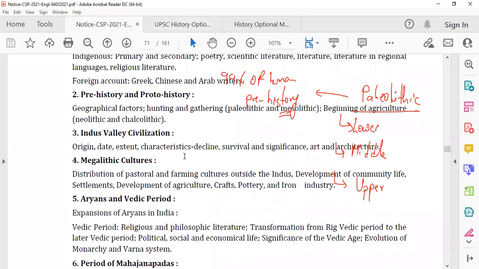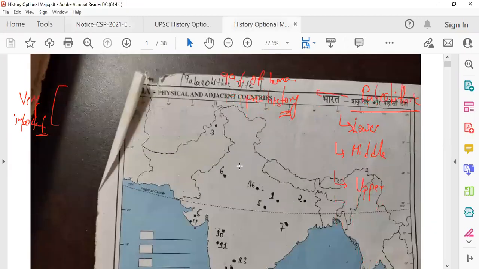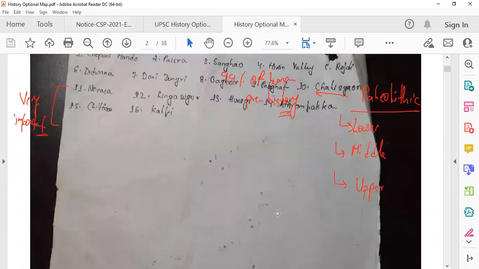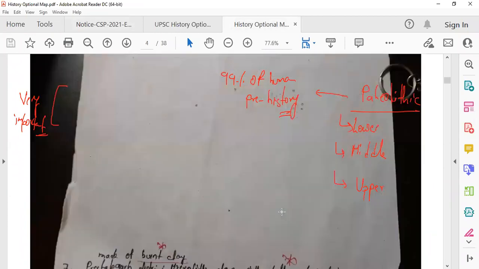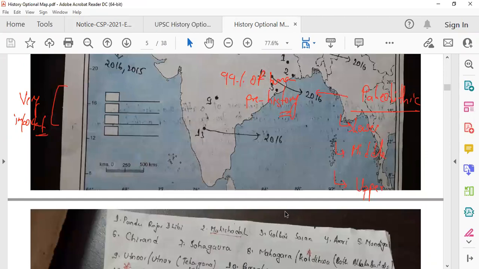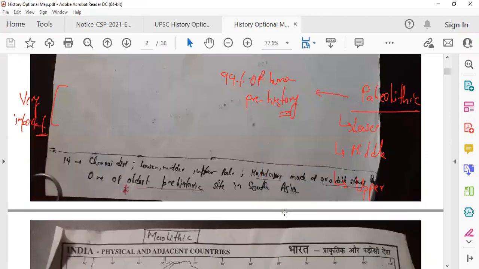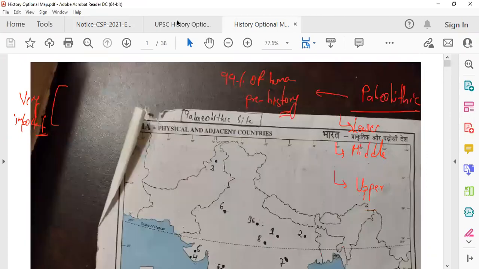Now understand one thing, when we are talking about topic 2, that is prehistory and proto-history, if you go back and see previous year questions of history optional, you will realize that fewer theoretical questions come from it. But this topic is very important, from a map perspective. They will ask many questions on the Paleolithic side, Mesolithic side, and Neolithic side. Almost 50% or more of the map will be done from this topic 2 only. That's why you have to do so much map practice for topic 2.